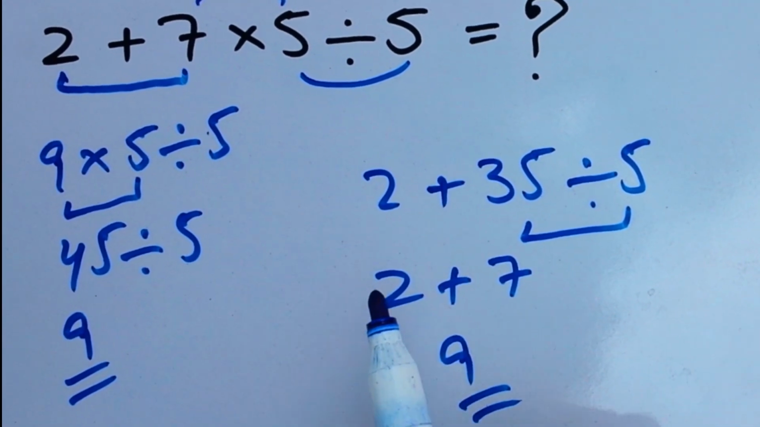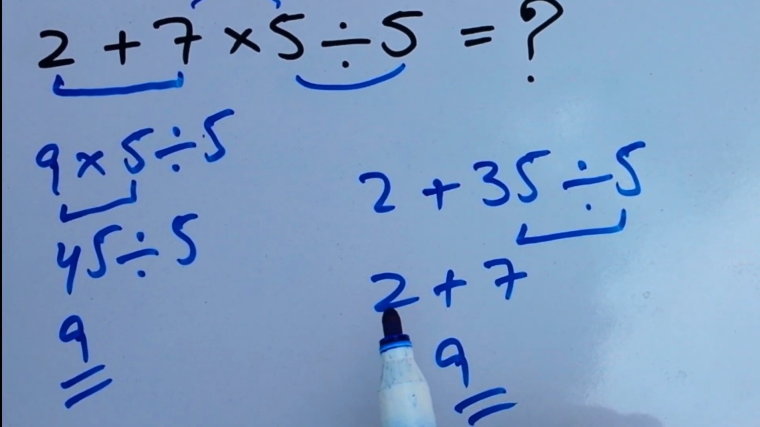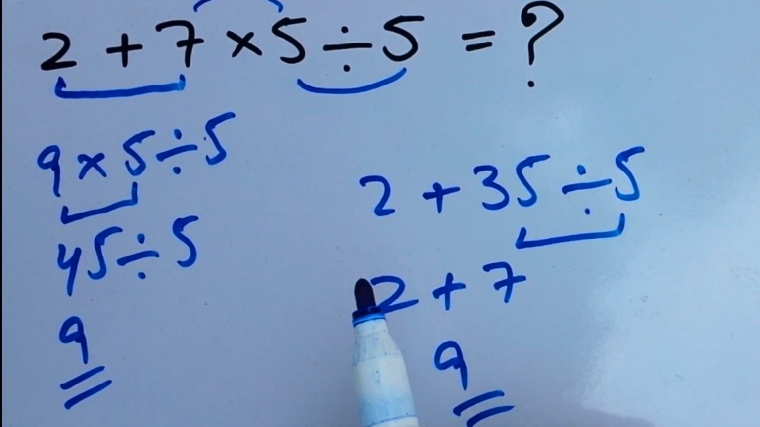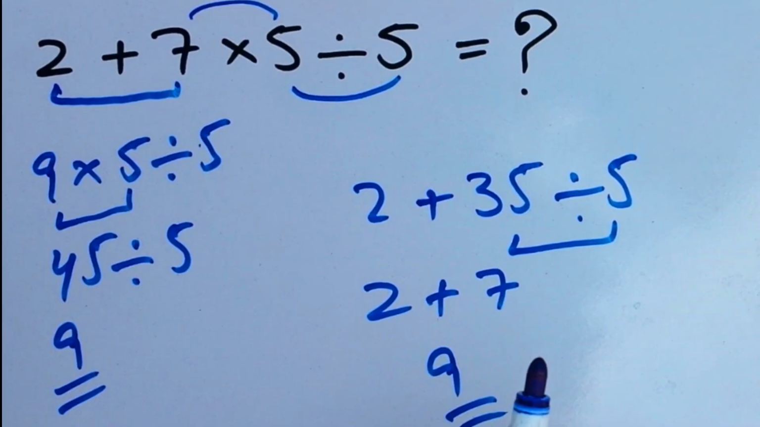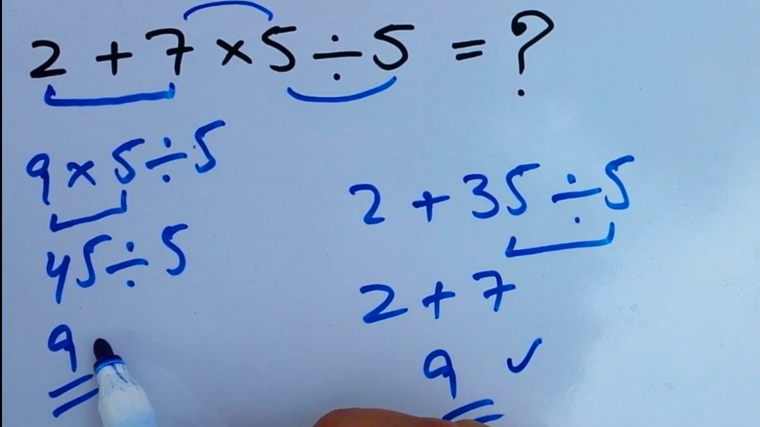So it actually gives the same answer in this case, even though we broke the order of operations rules. So 9 and 9.